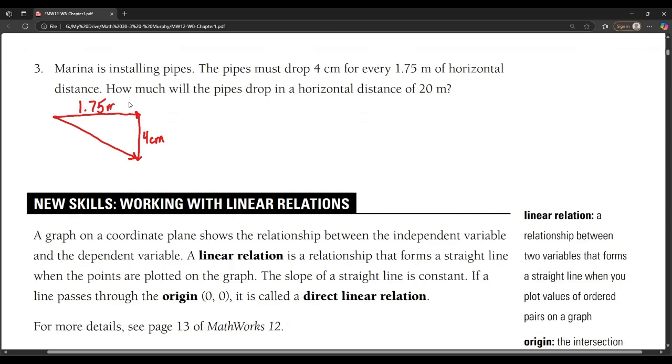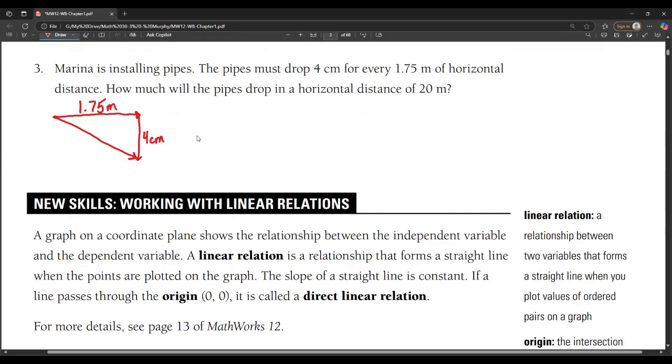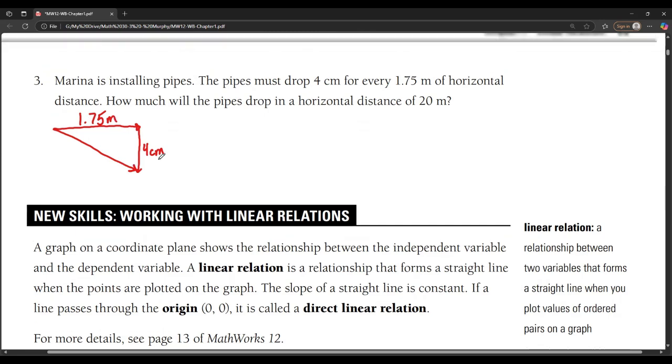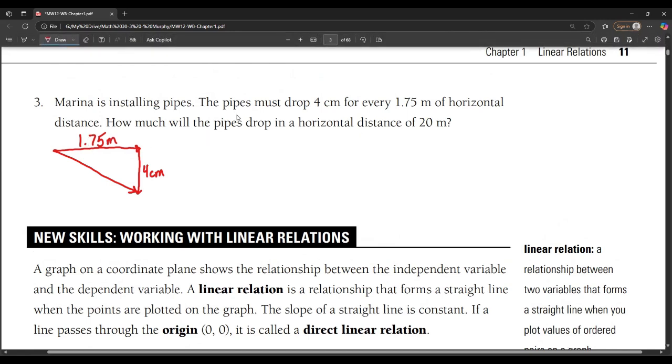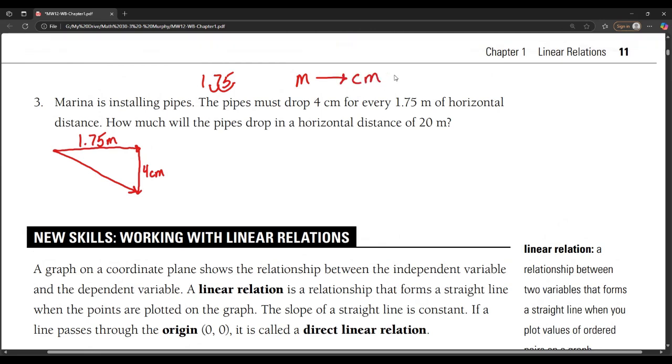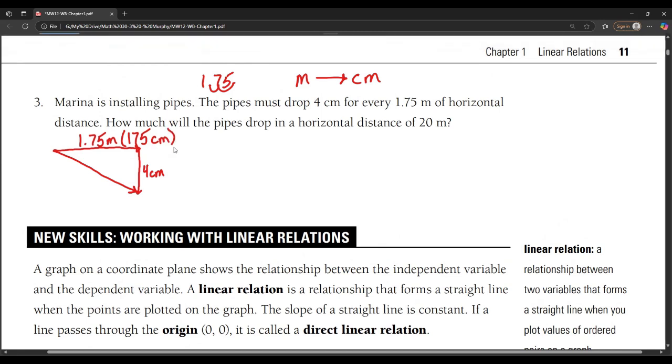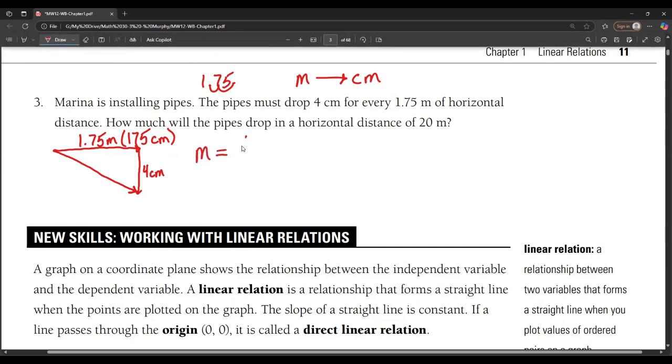Okay. Now what we got to watch out for is units. So 1.75 meters, if you're turning that into centimeters, you have to move the decimal over twice. So meters to centimeters, you got to move it twice. So this is actually 175 centimeters. And if you need a review of that, you can come talk to me later. So our slope here, this is still the rise. I know it dropped, but that's fine. And a run of 175.